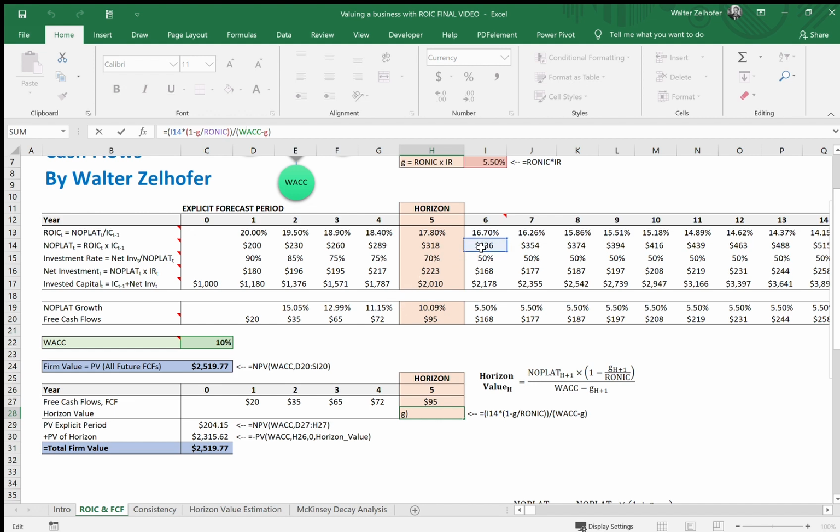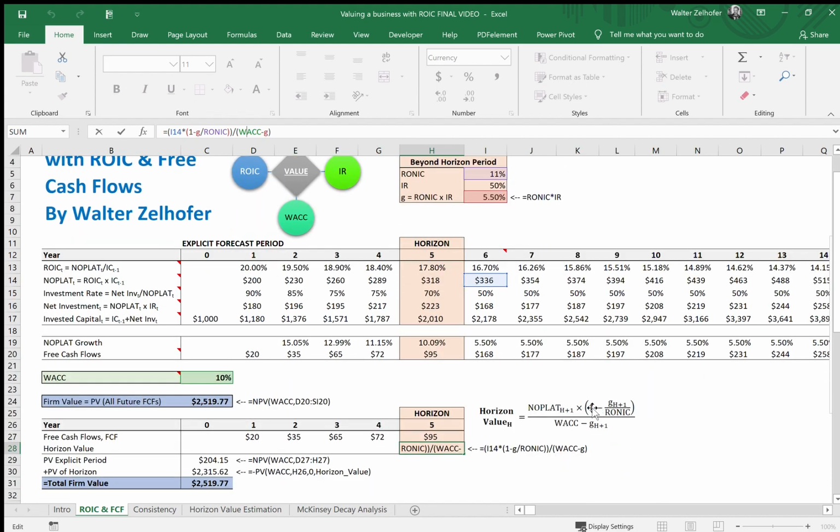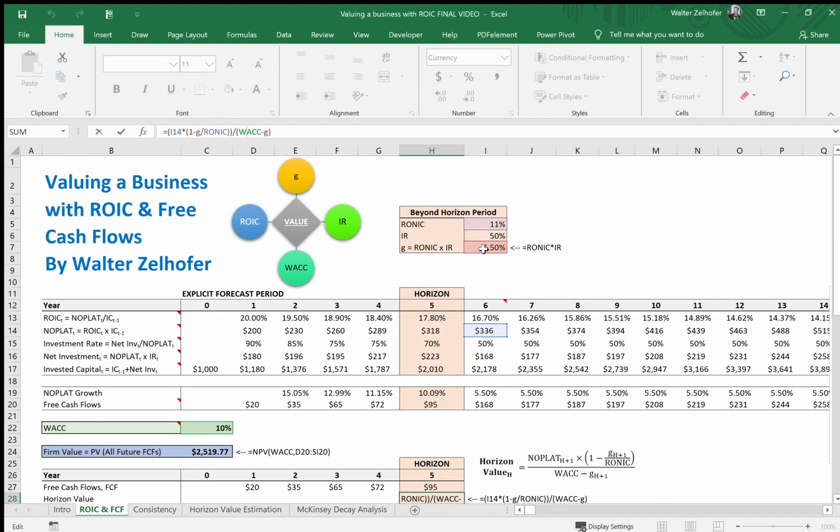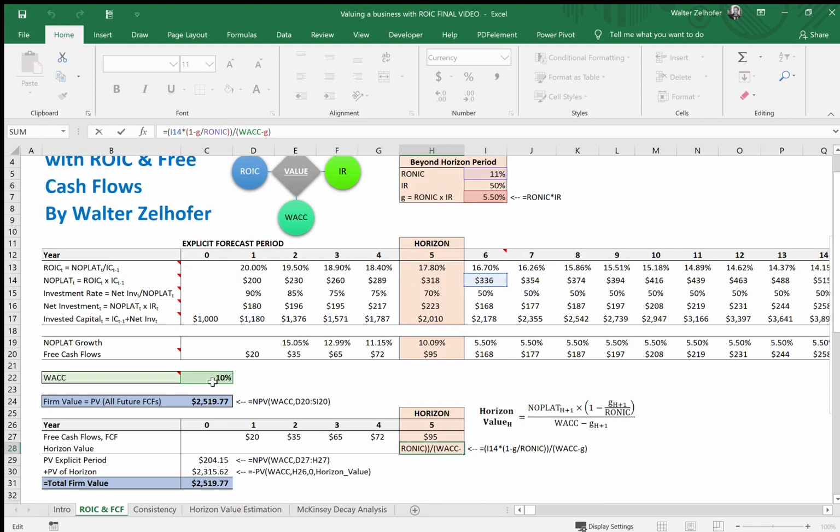You take the net operating profits after taxes the following year, times 1 minus the horizon growth rate. So we're going to be growing at 5.5%. Our operating income is going to be growing at 5.5% forever until the end of time. And we divide that by ROIC, the return on new invested capital, which is what the return on invested capital will converge to over time. And we divide that by WACC minus G, which is the 10% minus the 5.5%, and that gives us the continuing value, also called the horizon value. Another name for this big number right here is the terminal value, and they all mean the same thing.